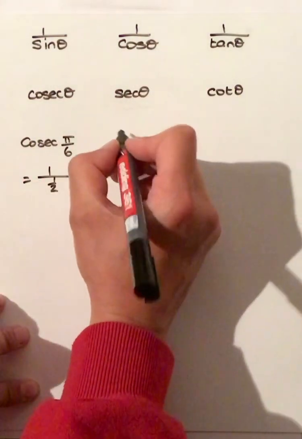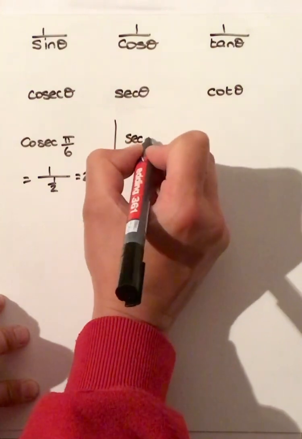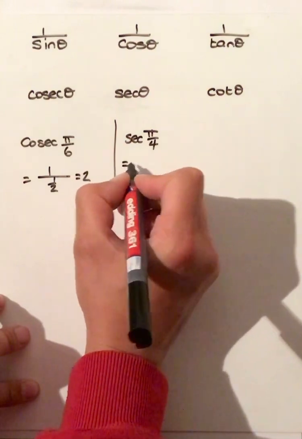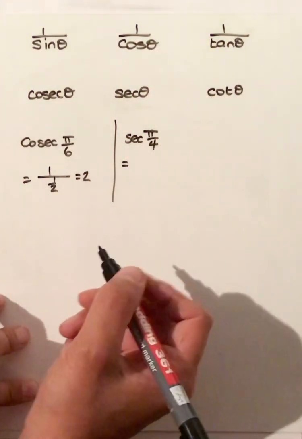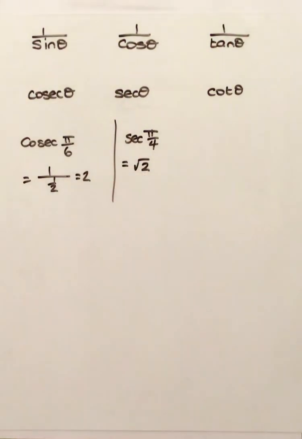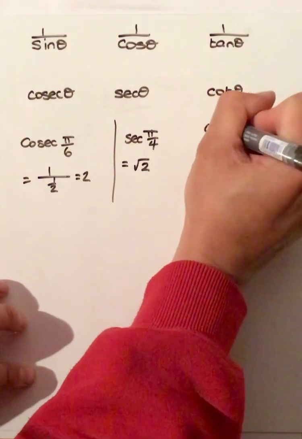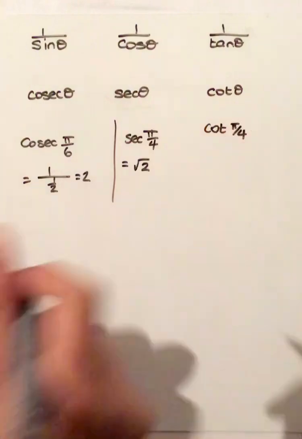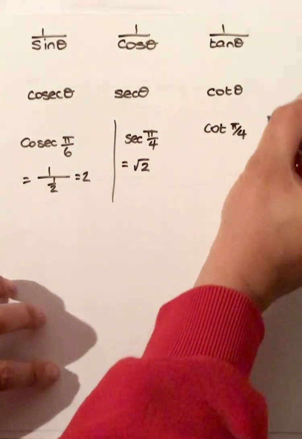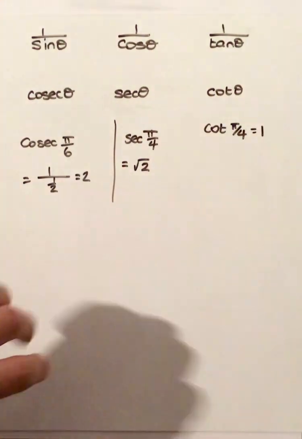If I want sec of 45 degrees, or pi over 4 radians, I know that cos of pi over 4, or cos of 45, is 1 over root 2, so sec will be the reciprocal of that, so just root 2. Let's say I want cot of 45 degrees, so cot of pi over 4. I know that tan of pi over 4 is 1, so cot of pi over 4 is the reciprocal of that, which is also 1.